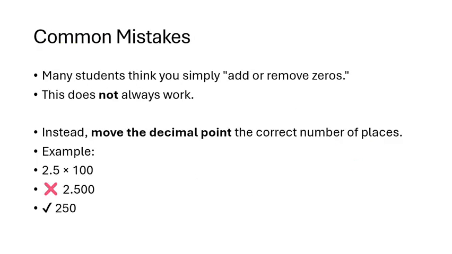Now some common mistakes that people typically make. Many people would think that you just add or remove the zeros. Okay, this doesn't always work. Instead, what you want to do is move the decimal point the correct number of places. So in this example here, you got 2.5 times 100. There's 2 zeros. What people will just do is put the 2 zeros after the 5 and read it as 2.500. That's not right. So make sure that when it's 2.5 like so, you move it over twice. So 1, 2 ends up there. And then you put in the invisible 0. It becomes 250 like so.